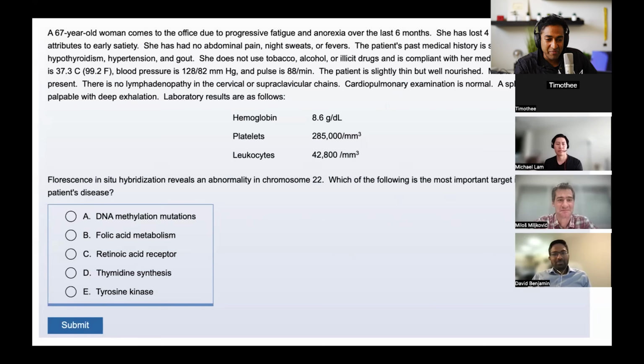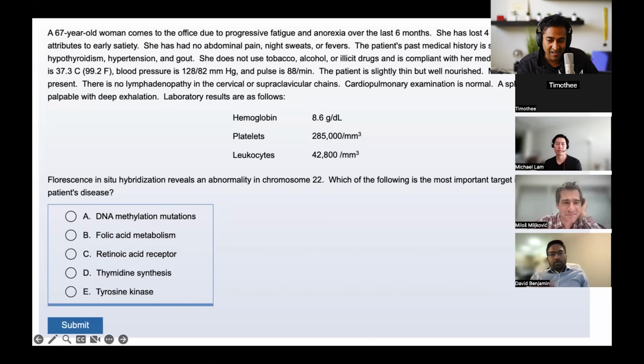Okay, a 67-year-old woman comes to the office with progressive fatigue and anorexia over the last 6 months. She's lost 4 kilograms, which she attributes to early satiety. First of all, this is a US-based test. Why is it kilogram? Whatever, all right. She has no abdominal pain, no night sweats, no fever. The patient's medical history is significant for hypothyroidism, hypertension, and gout. She does not use tobacco, alcohol, or illicit drugs, and is compliant with medications. Temperature is 99.2, blood pressure 128/82, pulse 88. She's slightly thin but well-nourished, mild mucosal pallor, no lymphadenopathy on cervical or supraclavicular chains.